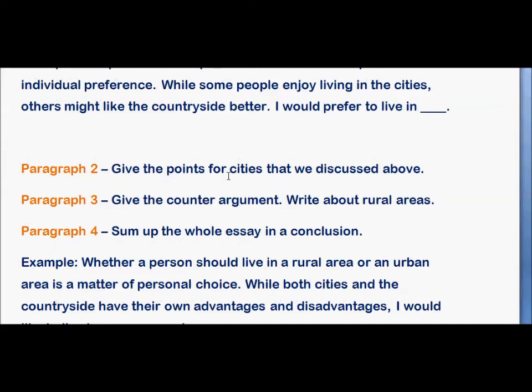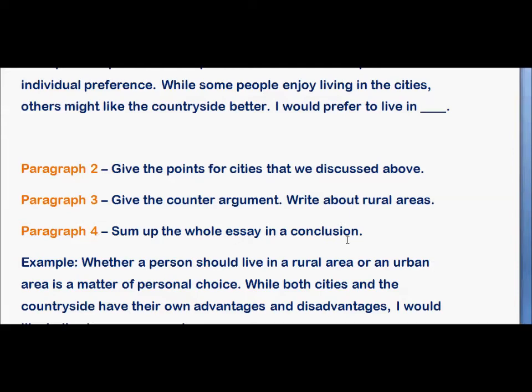So if you pick cities, I would prefer to live in cities over here, then you can give the points for cities that we discussed above. And then in the third paragraph, give the counter argument, which is right about rural areas, the comparison, right? But if you have chosen rural areas, then you interchange these paragraphs. If you say, I would prefer to live in a rural area, then paragraph 2 will be about rural areas and paragraph 3 will be about cities. So you can do that.